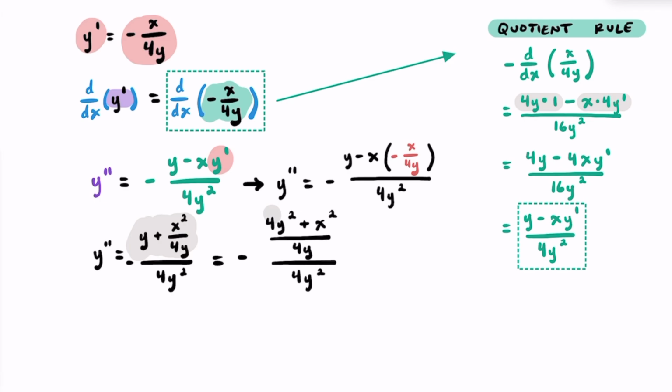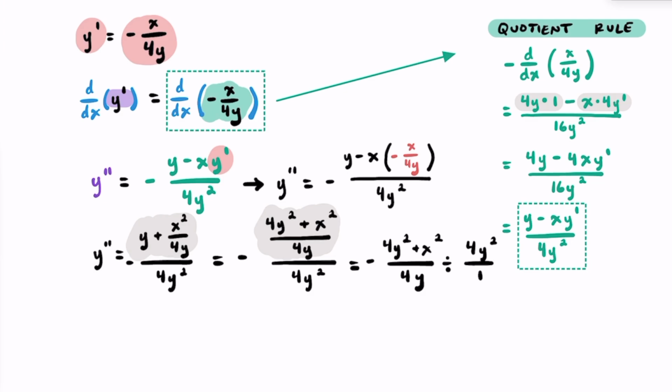So now these both have the same denominator, so we just rewrote the numerator as one fraction. Okay, now instead of this fraction bar here, I'm just going to write it as division. So I'm going to write a negative, and then 4y squared plus x squared, all over 4y. And this is going to be divided by 4y squared over 1. Just keep in mind that this fraction bar means we're dividing by 4y squared. So I'm just writing it as a division sign instead, but same idea here.